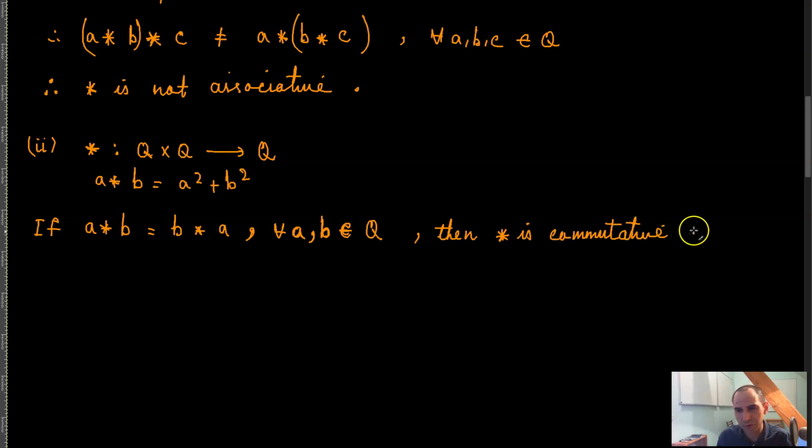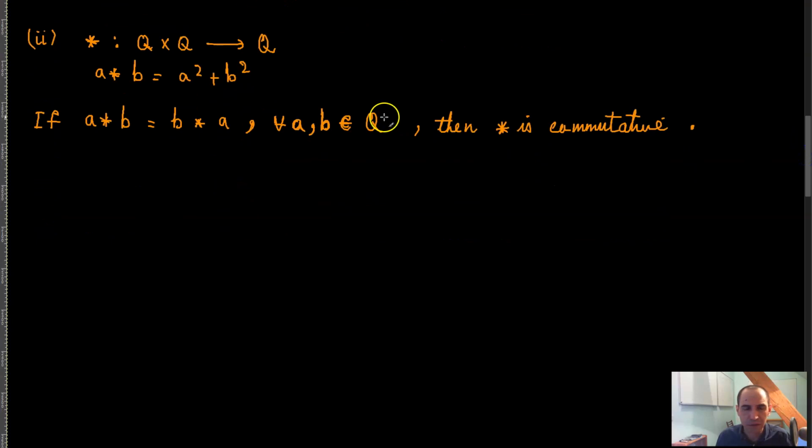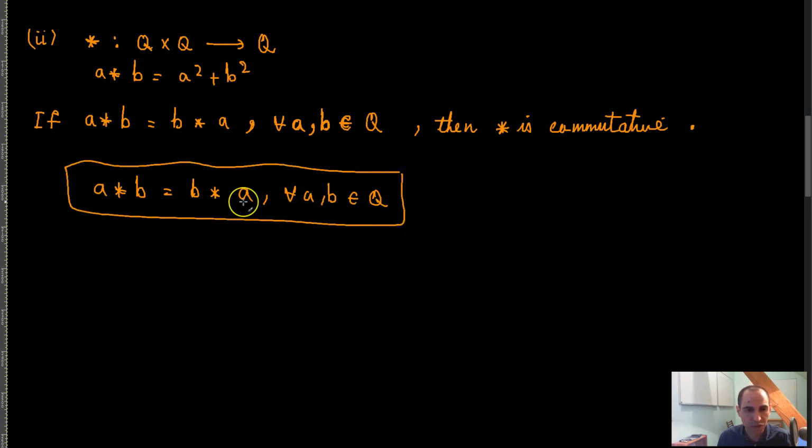But of course, the way that you write your mathematics has to be elegant, and it has to be written in such a way that people understand it, meaning it's not supposed to be ambiguous. So that's the main point. When I write, for example, if a star b is equal to b star a for all a and b belonging to Q, then star is commutative, there is no ambiguity there. Everybody would understand this. But if I simply write a star b is equal to b star a for all a, b belonging to Q, this statement doesn't mean anything.